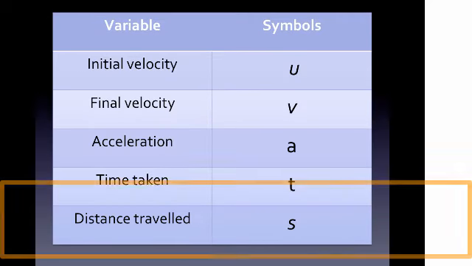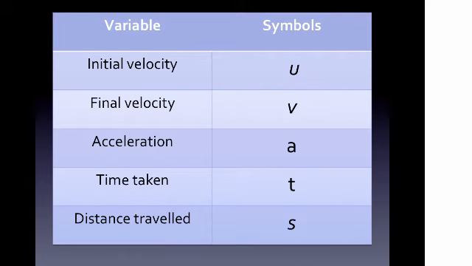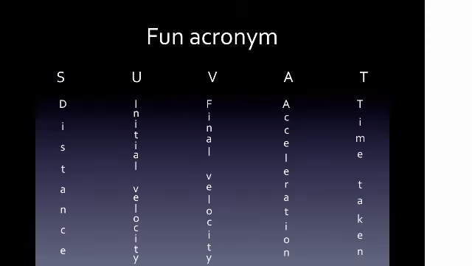So what are the five variables in these equations? The first one is u, which pertains to initial velocity, v, final velocity, a, acceleration, t for time taken, and s for distance traveled. An acronym to remember this is SUVAT, and you can see here the SUVAT and their pertinent forms or their representations. So S is distance, for example.